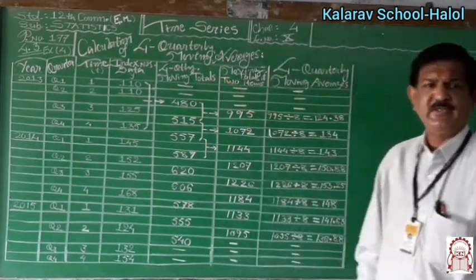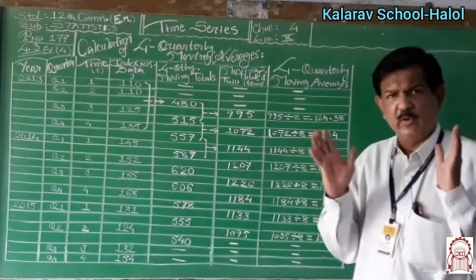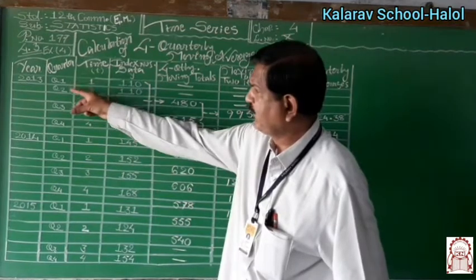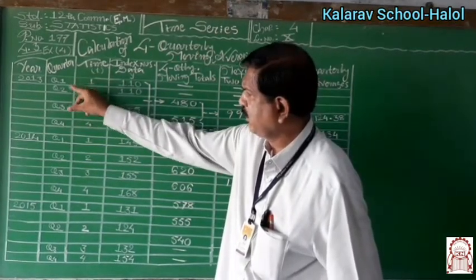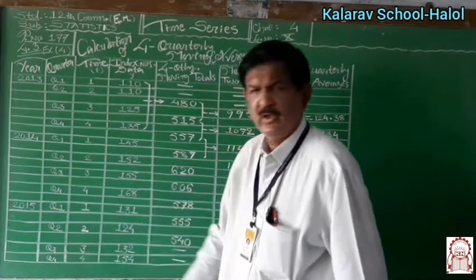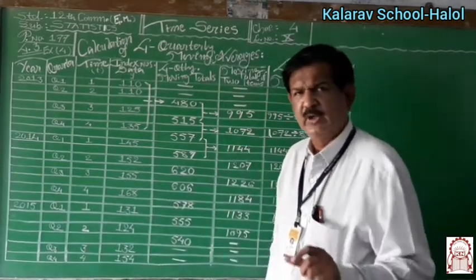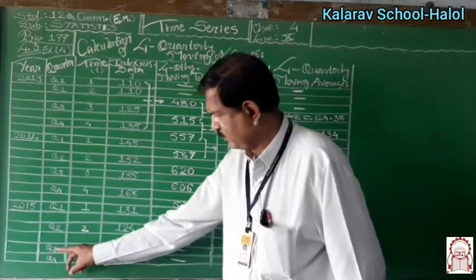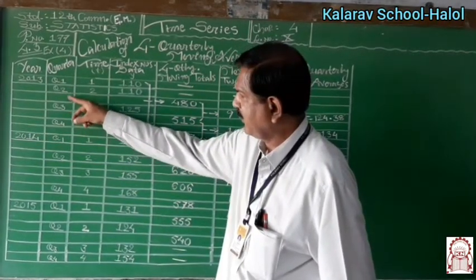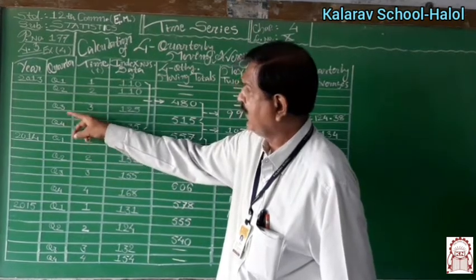How to set the data? How to write the data in your notebook or in your answer book? Q1 and Q2 must be written consecutively, meaning there is no gap. Similarly, for the last year, the last 2 quarters, Q3 and Q4, should be written consecutively. Between Q2 and Q3 there is one gap, and between Q3 and Q4 one gap.